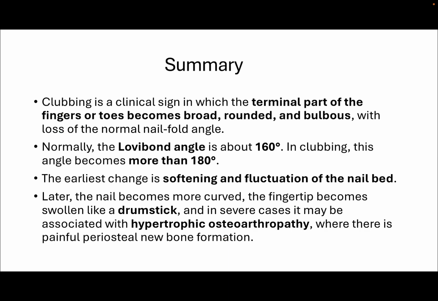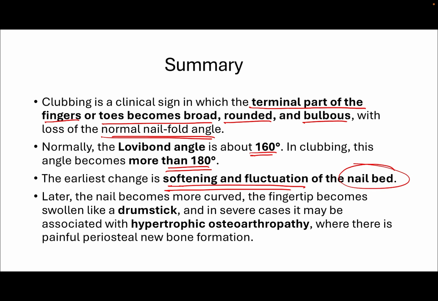To summarize, clubbing is a clinical sign in which the terminal part of the fingers or toes becomes broad, round and bulbous, with loss of the normal nail fold angle. Normally it is 160 degrees and it is more than 180 degrees in clubbing. The earliest sign is softening and fluctuation of the nail bed. Later the nail becomes more curved, the fingertip becomes a drumstick, and in severe cases it is associated with hypertrophic osteoarthropathy, where there is painful periosteal new bone formation.